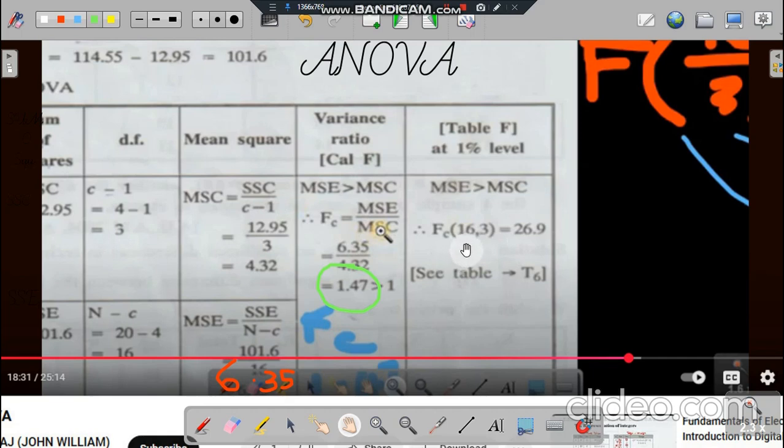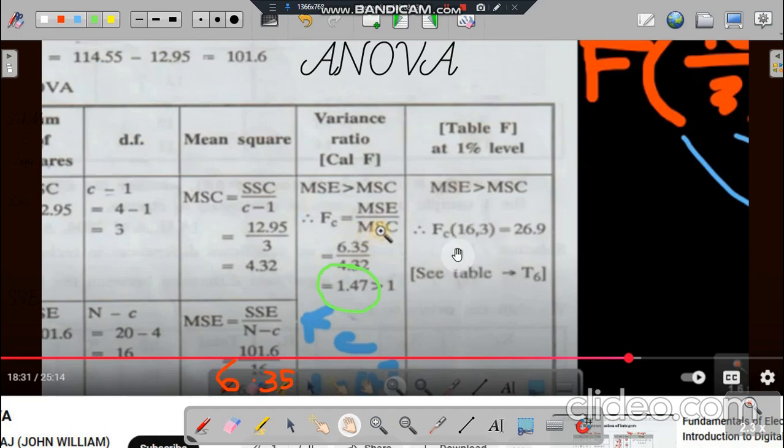I repeat again, to find the tabular value we need this. The first place, second place, how to fill up that? The numerator you are seeing is MSE. For MSE, what is the degrees of freedom? 16. That 16 we have to write here. For this place, see the denominator MSC. For MSC, what's the degrees of freedom? 3. That we have to write here. Okay, so this is a very important thing.